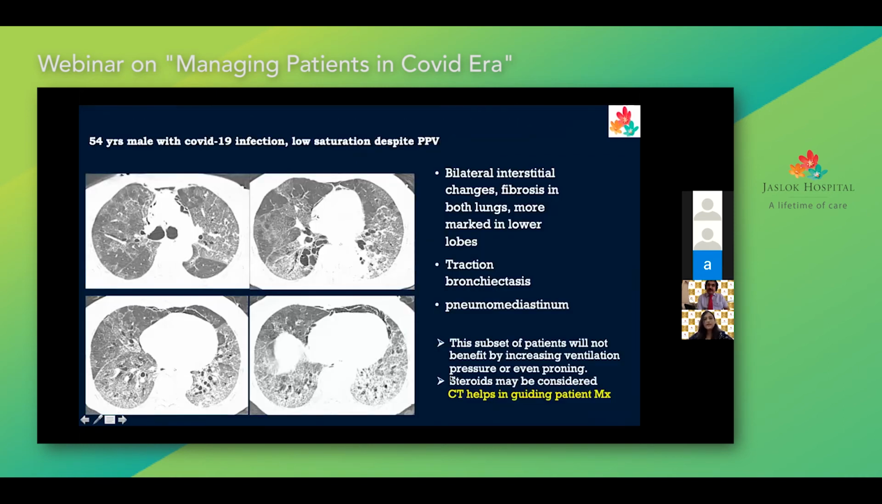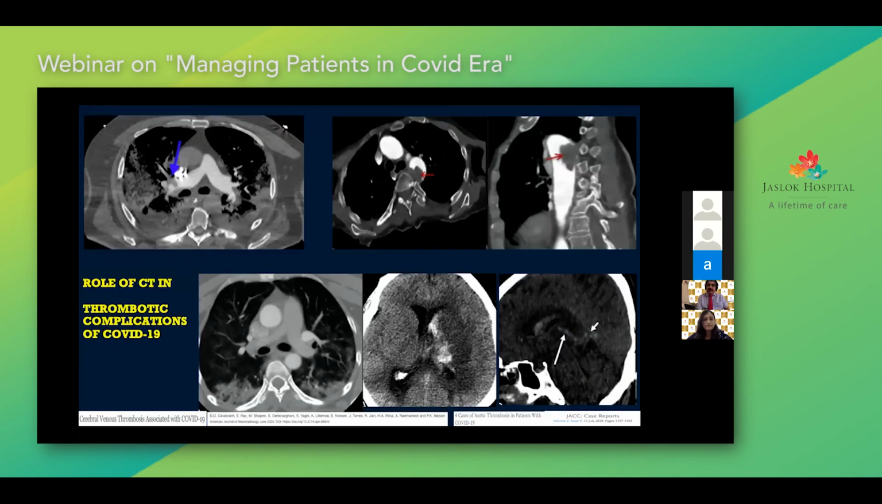Let's take this one example where the patient was positive and had low saturation despite positive pressure ventilation. What we see are bilateral interstitial changes, fibrosis in both lungs, predominantly lower lobes. There is traction bronchiectasis and even pneumomediastinum seen. Now, this particular subset of patients will not benefit by increasing the pressures of ventilation or even proning. So steroids may be considered in this subset. And this is just to show how CT helps in guiding patient management.